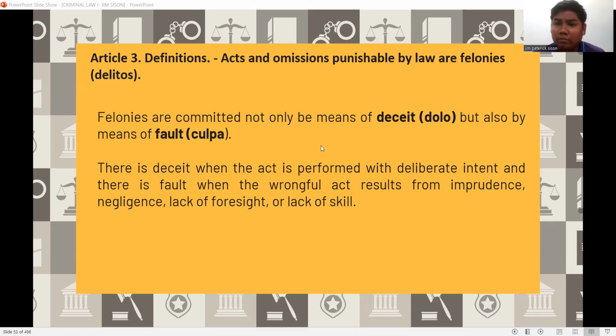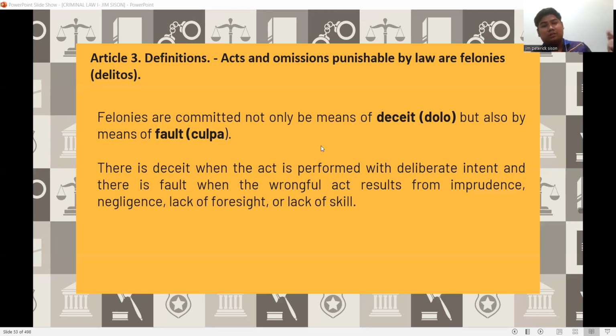Okay, and by law, punishable by law. What is a law? Again, law is a rule of conduct, just, obligatory, promulgated by a legitimate authority, and of common observance and benefit. So felonies are committed not only by means of deceit or dolo, but also by means of fault or culpa. Take note, it is committed by means of deceit or dolo or by means of fault or culpa. What do you mean by deceit?